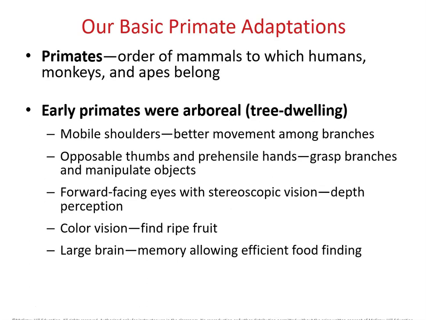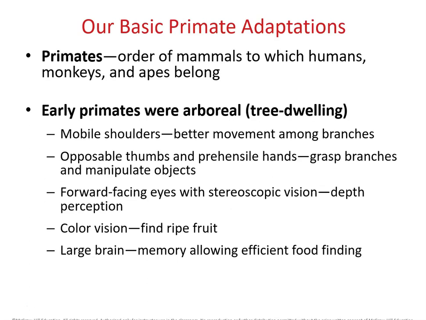Humans, monkeys, and apes are all primates. There are actually more than 300 species under the umbrella of primates. They are all placental mammals that have opposable thumbs and good eyesight. Early primates were what we call arboreal. That means they lived in trees.